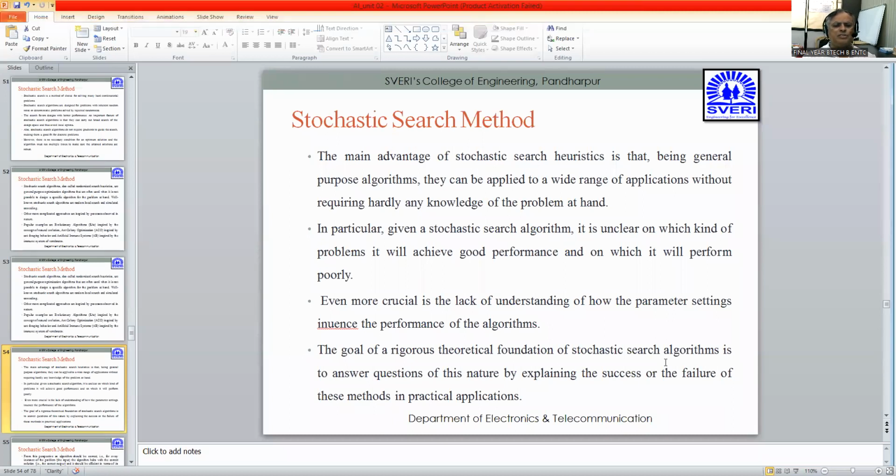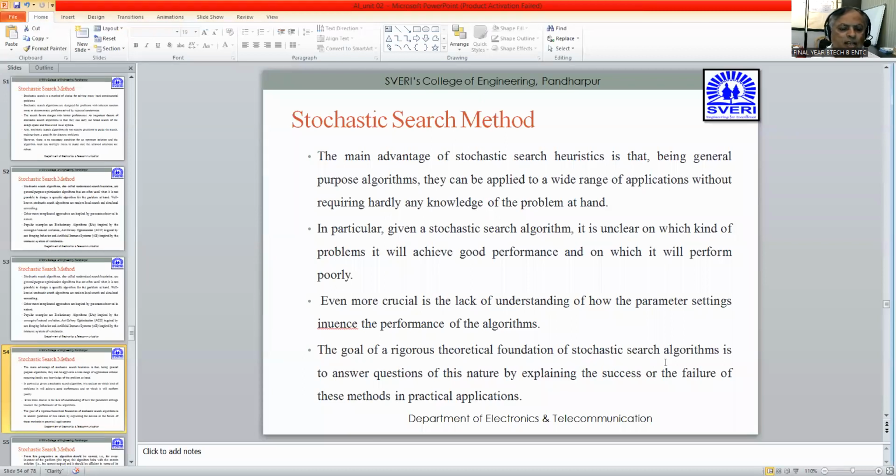In particular, given a stochastic search problem, it is unclear on which kind of problems it will achieve good performance and on which it will perform poorly. So obviously we cannot judge how well this stochastic search algorithm may operate on different applications. It is possible that it may give a good performance, or sometimes a very poor performance. So there is no guarantee that it will perform well every time. So you may have that kind of variation in the performance.